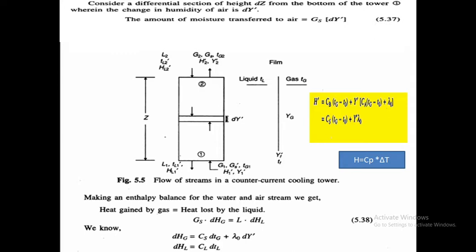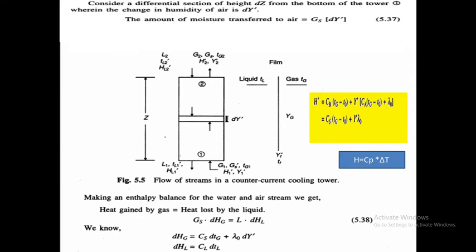Okay. dy dash is nothing but the change in humidity of air. So consider a differential section of height dz from the bottom of the tower. Change in humidity of air is dy dash. Are you clear or not? Okay. So in this tower, capital GS dash and GS is nothing but the overall gas flow rate. So the amount of moisture transferred to air is equal to gas flow rate into change in humidity of air. Gas flow rate is GS, change in humidity of air is dy dash. So this is equation number 5.37. Are you clear or not?